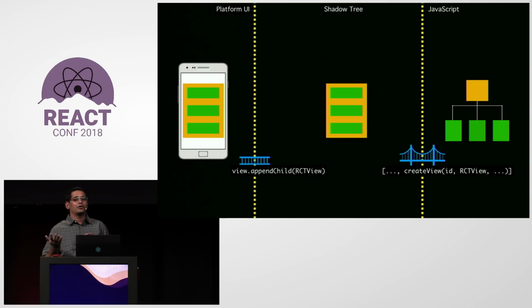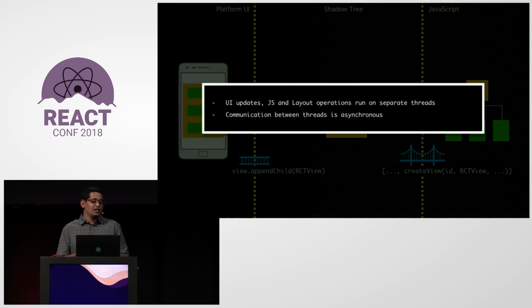The reason why it's called a shadow tree and not layout is because, one, calling it a shadow tree is much more cooler than calling it layout. But on a more technical sense, it's just a copy of your React reconciliation tree. So the tree that React constructs in the JavaScript side, the shadow tree is basically a copy of it. So what I'm trying to say is the UI updates, the JavaScript and layout operations happen in three different threads, and the communication between these is asynchronous.